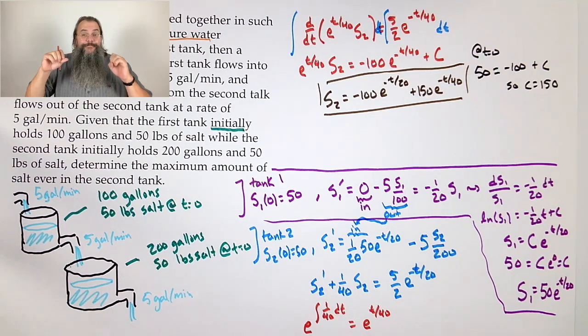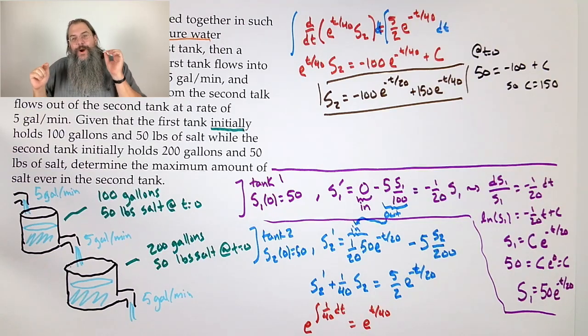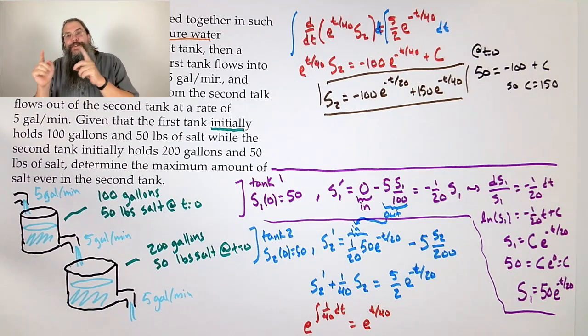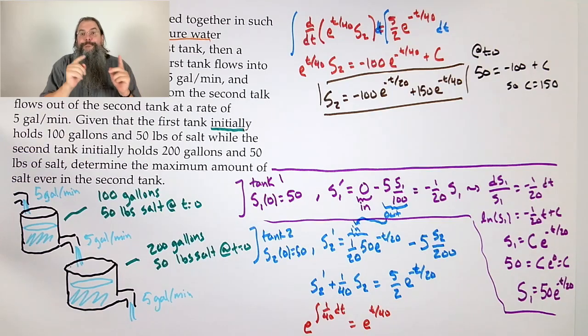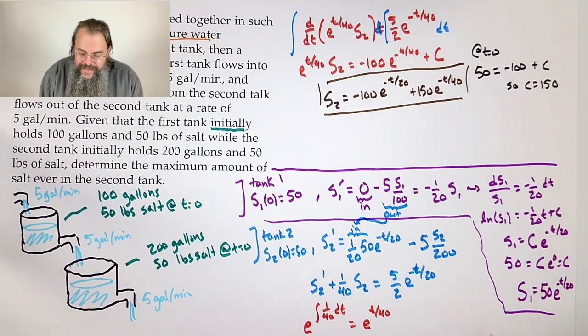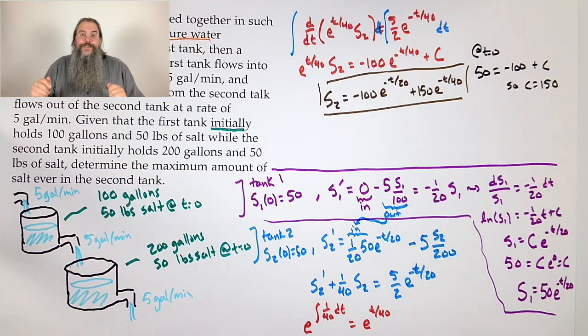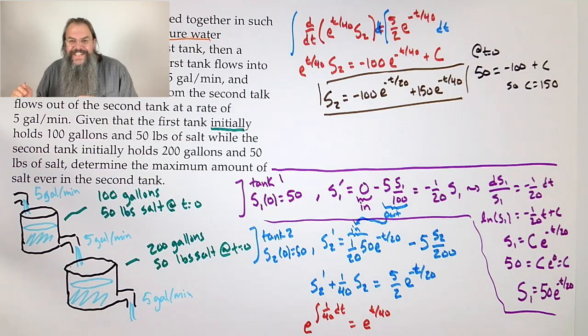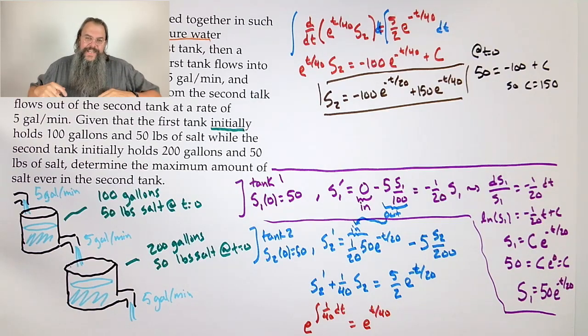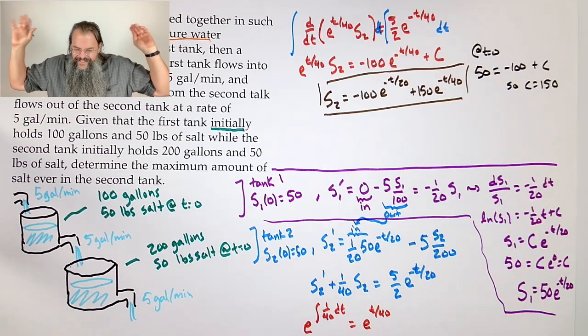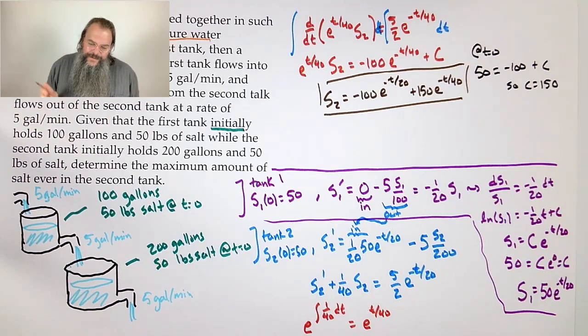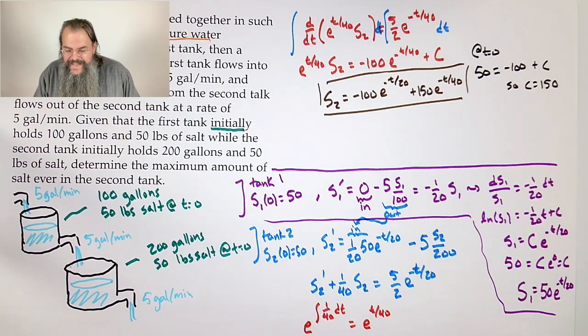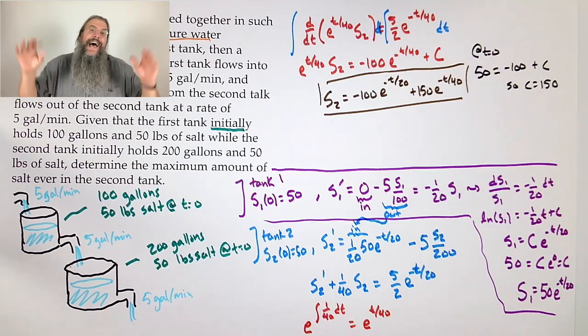Okay. We're almost there. When will a maximum occur? Well, a maximum occurs when the derivative equals 0. So let's set the derivative equal to 0. So we're going to look at S2 prime. At this point, you're probably saying, what? We just solved for S2, and now you want us to go back and look at S2 prime? Ah!